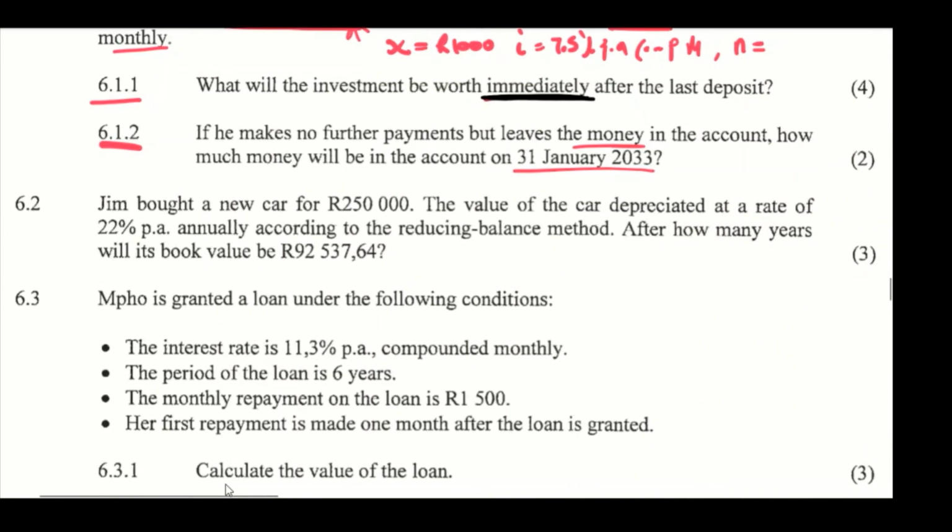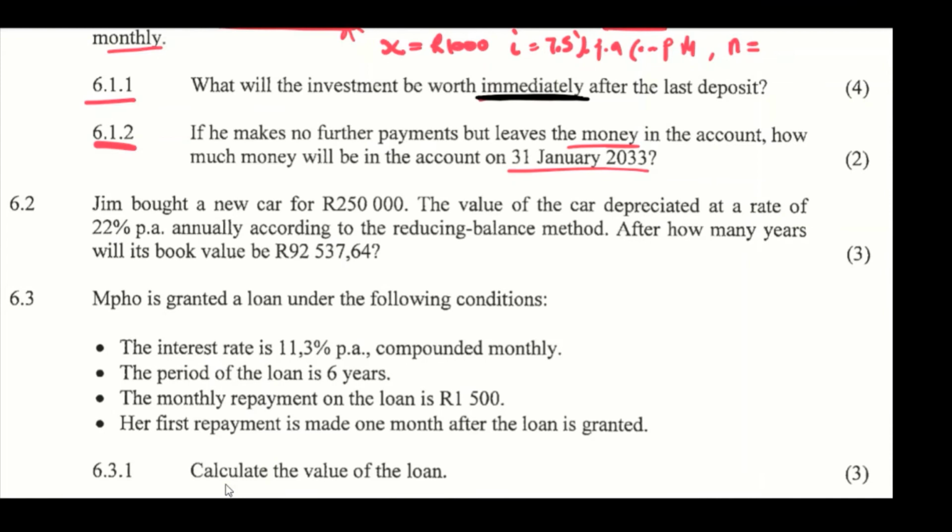So now looking at 6.2. Jimmy bought a new car for 250,000 rand. The value of the car depreciates at the rate of 22% per annum according to the reducing balance. So whenever we talk of reducing balance, we're talking of a compound formula, right? So always remember that reducing balance means compound formula. Let me write compound.